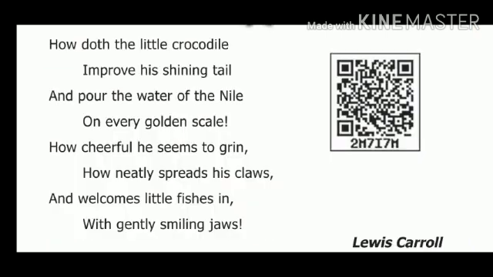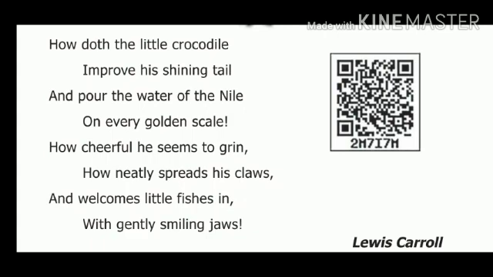Now, children, look at the poem. Let me read it for you once. How did the little crocodile improve his shining tail and pour the water of the Nile on every golden scale? How cheerful he seems to grin, how neatly spreads his claws and welcomes little fishes in with gently smiling jaws. Children, can you read it again? Very good. This poem appears in the novel Alice's Adventures in Wonderland.